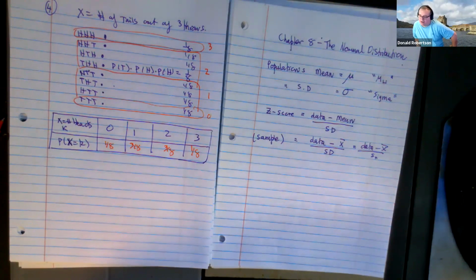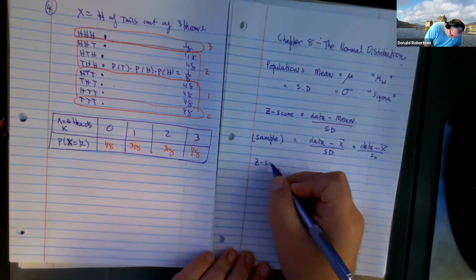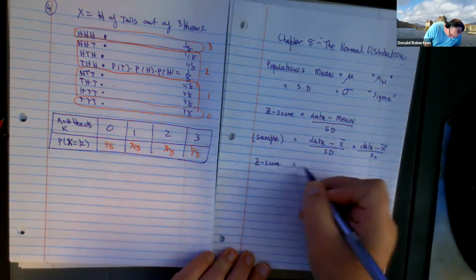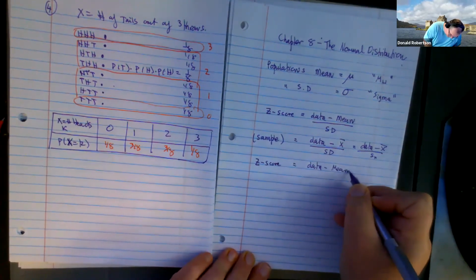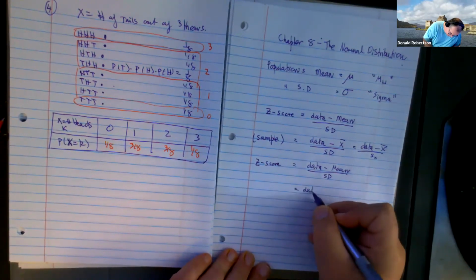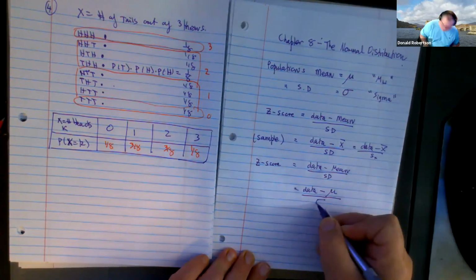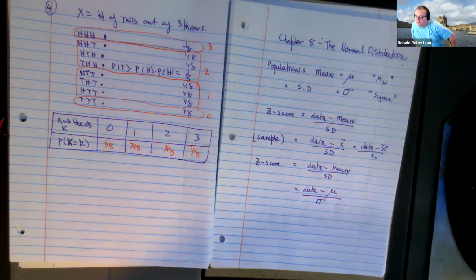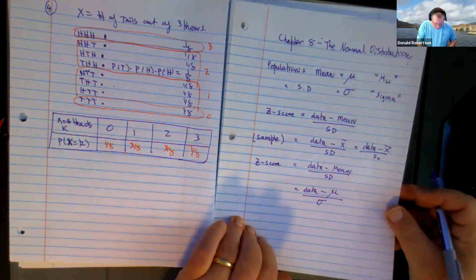How to get a z-score. Now, when you do populations, you can also calculate the z-score. And if you keep the formula generic like that, it just becomes data, take away the mean, divided by sigma. Do you see it's essentially the same thing? We're just using letters instead of words. So far, so good. So let's give you some examples.